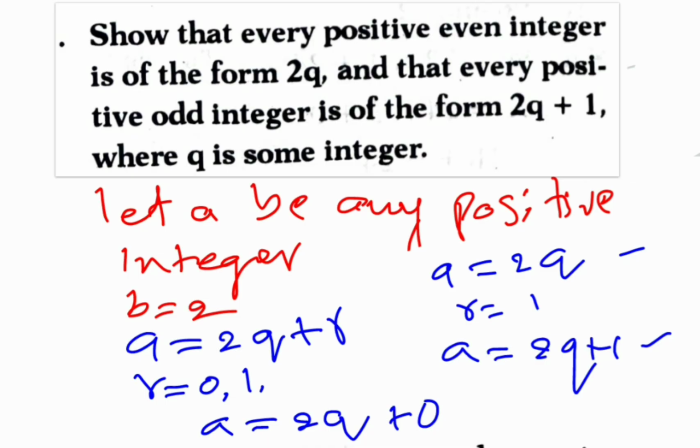Therefore any positive odd integer is in the form of 2q plus 1, and if a is in the form of 2q, then it is an even integer.